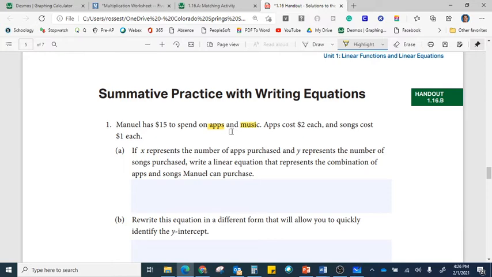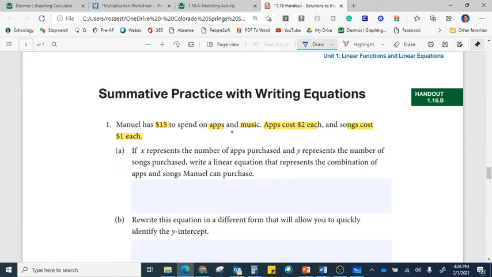Okay, I know that those are probably going to be my variables. All right, so it says apps cost $2 each. Songs cost $1 each. Okay, and $15 is how much we have to spend. All right, so fairly basic. We should be getting good at recognizing what number attaches to what variable in this. So a fairly basic setup for this.